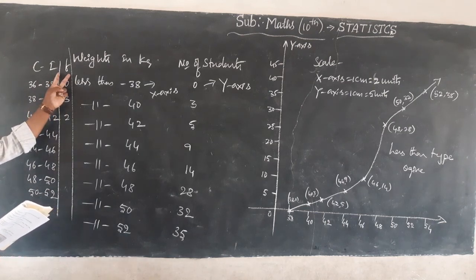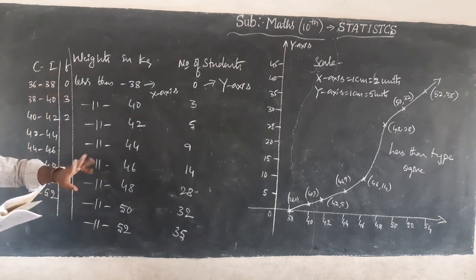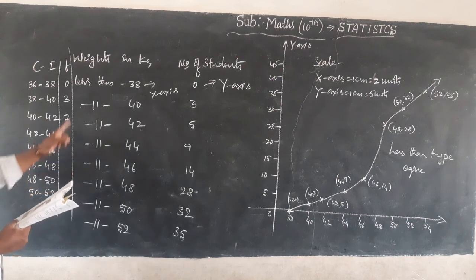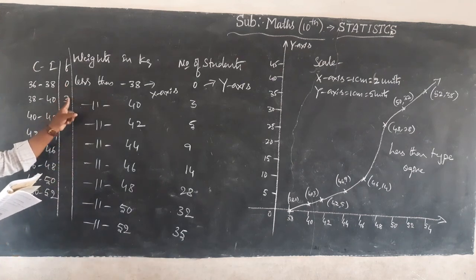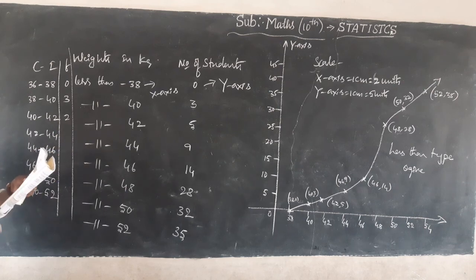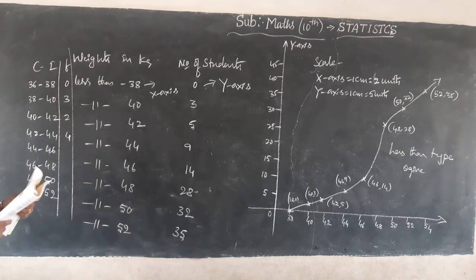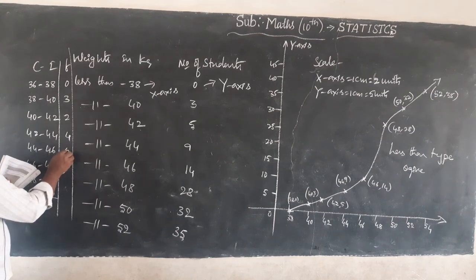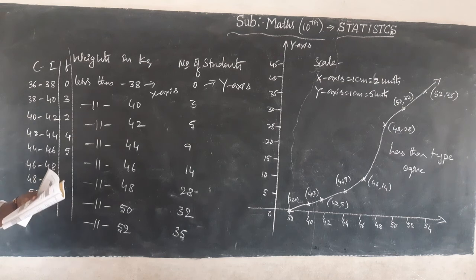Next, to find the median for this data, 0, 0 plus 3, 3, 3 plus 2, 5. Again 9 minus 5, that is 4. 14 minus 9, that is again 5. Children, understand?